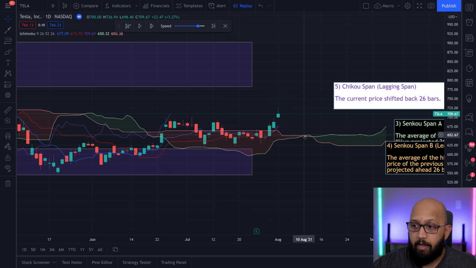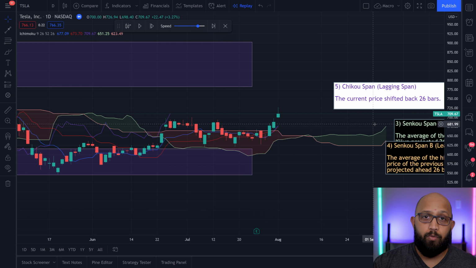We could also see that the cloud is twisting. So instead of this being resistance now, it's twisting towards a support, and it's potentially going to trend higher here if we look into the future, the forward span, right? The leading span. So let's take a look.